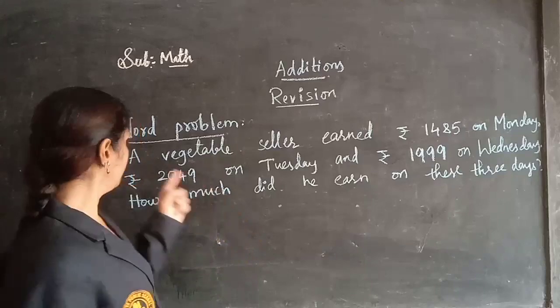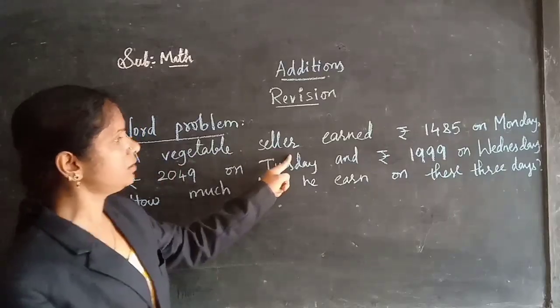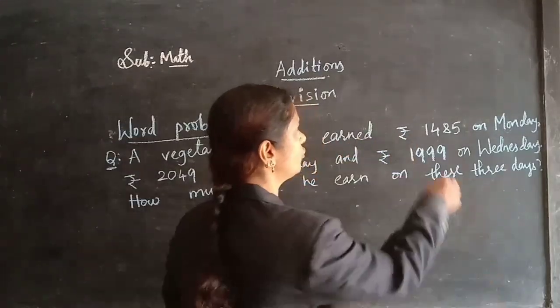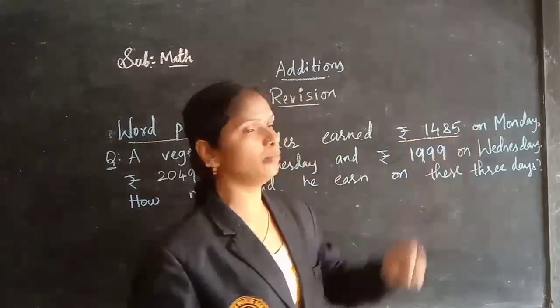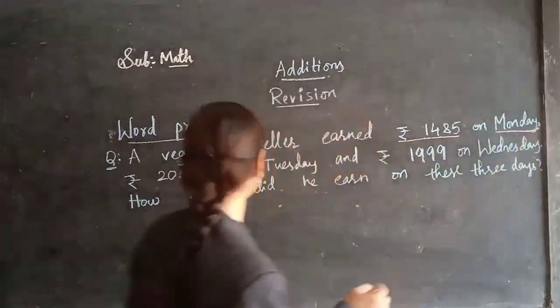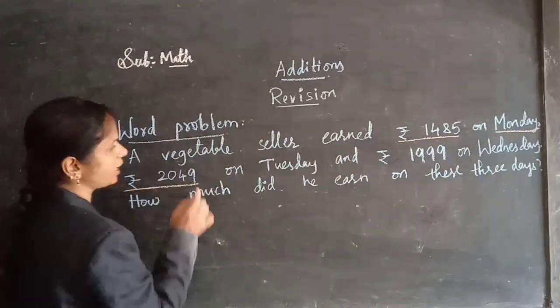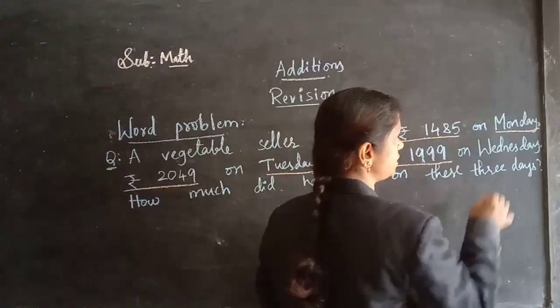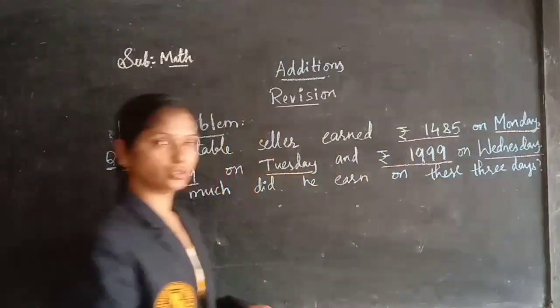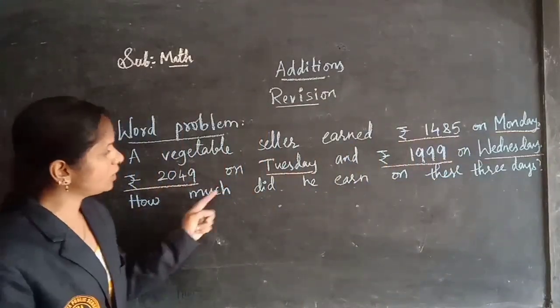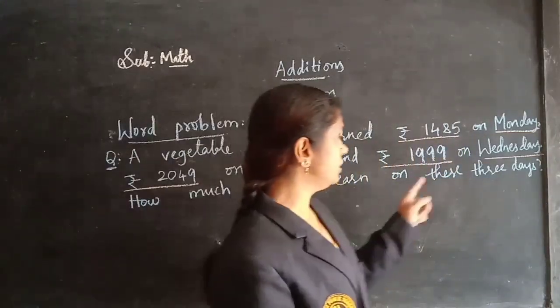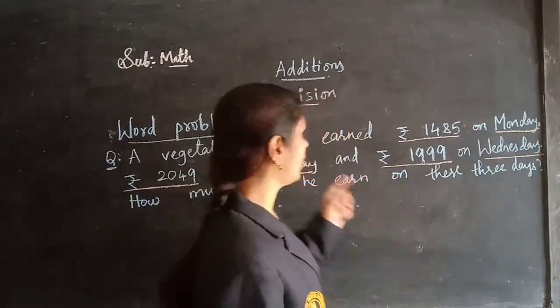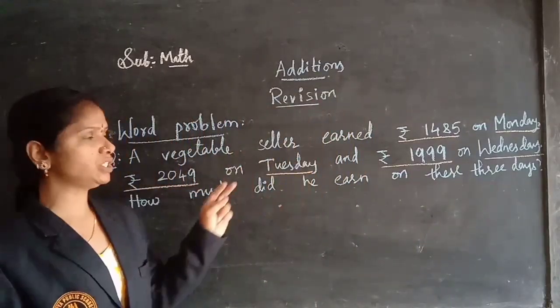7,940. Yes, children. Next is a word problem, children. Here, a vegetable seller earned 1,485 rupees on Monday, children. And next, 2,049 rupees on Tuesday and 1,999 on Wednesday. So what you need to find here: how much did he earn on these 3 days? You need to find how much he earned within these 3 days.